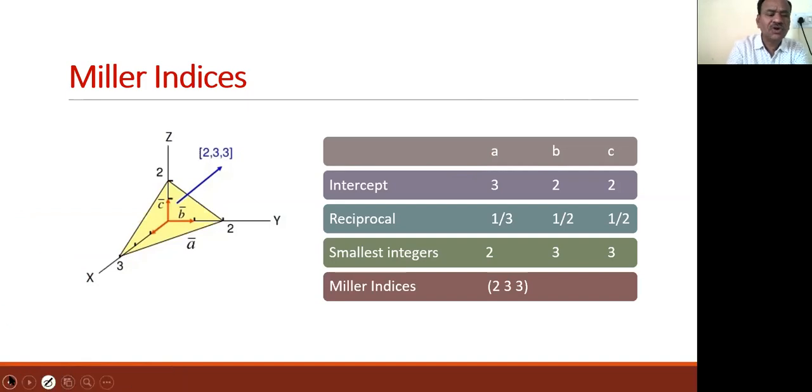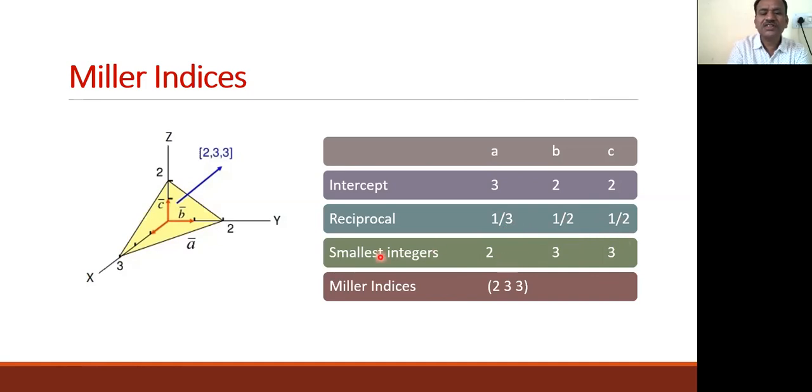Take the reciprocal of it. What is the reciprocal of 3? 1 by 3. What is the reciprocal of 2? 1 by 2. What is the reciprocal of the c intercept, 2? It is 1 by 2. Then take the LCM of it. 3, 2, 2. The LCM is 6. I think you know LCM and all that. I'm not going to explain LCM. Here, 1 by 3, 1 by 2, 1 by 2.